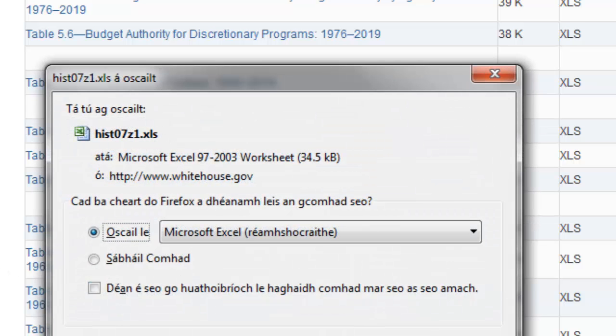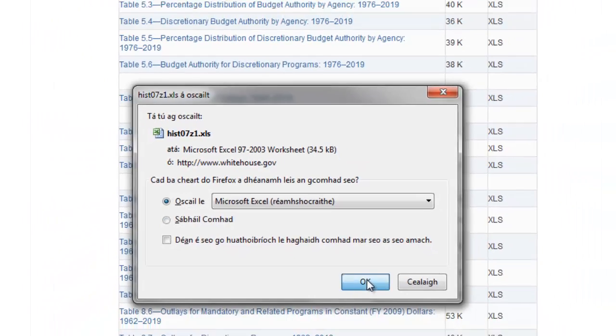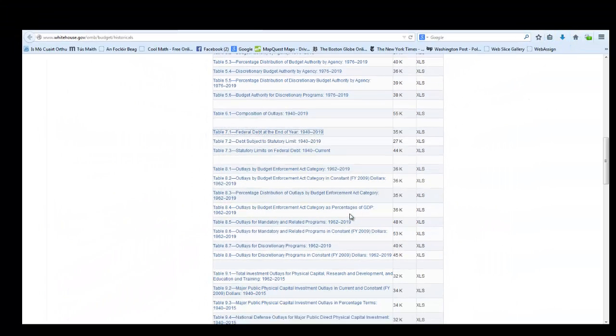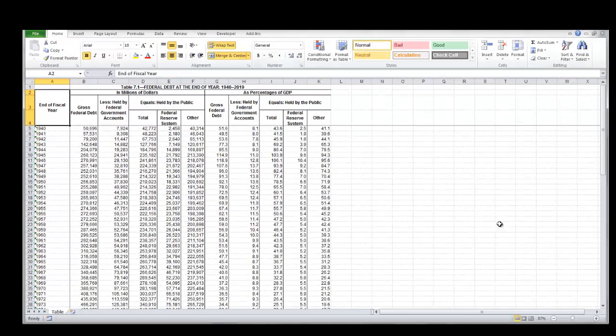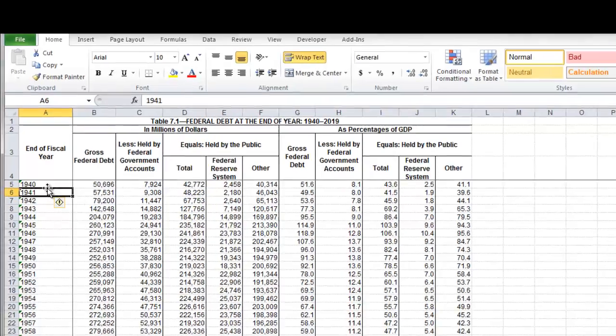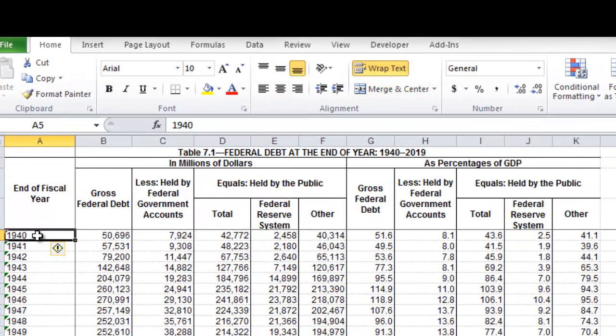So I click on that, and my browser asks, do you want to open that with Microsoft Excel? Yes, I do. And I get this. Excellent. Now I want to enable that. All right, let's look at what we've got. We've got the end of the fiscal year for 1940. What are the units of measure? They're millions of dollars. So this is millions, billions.